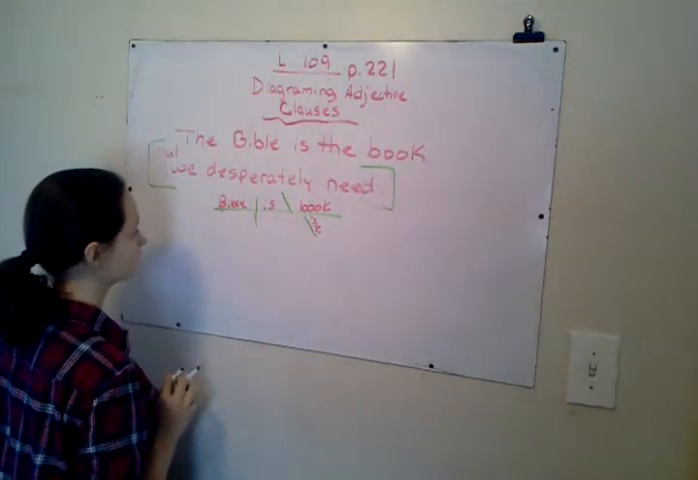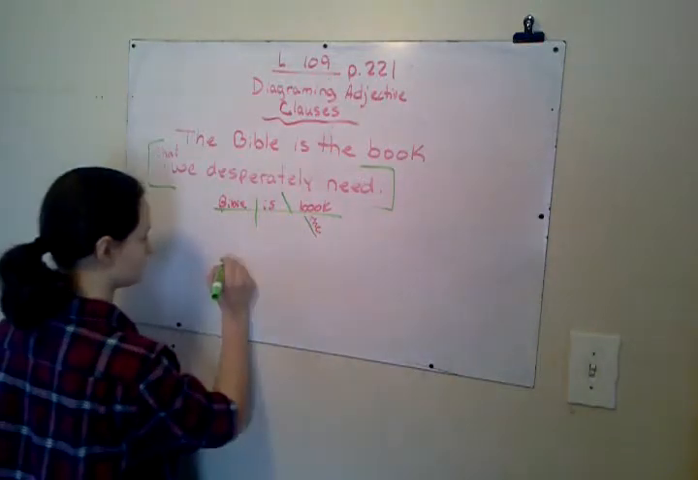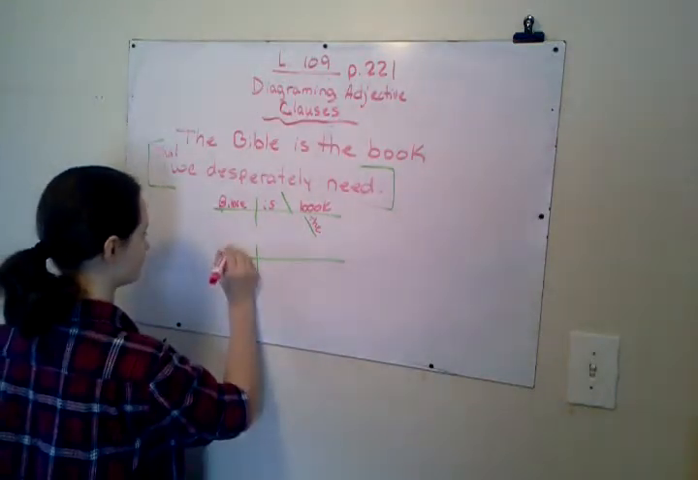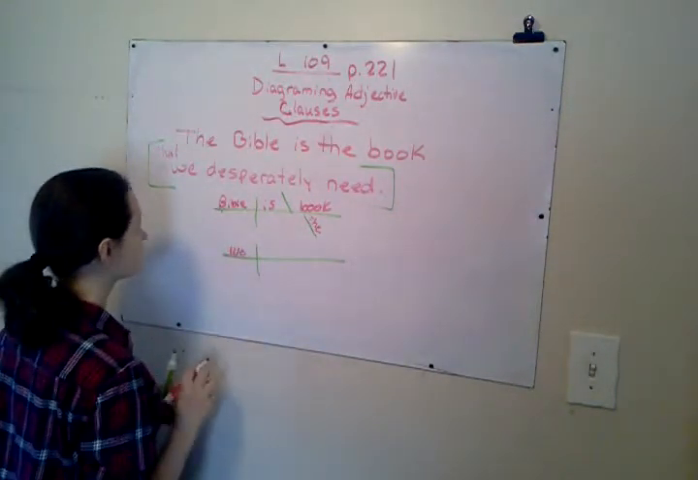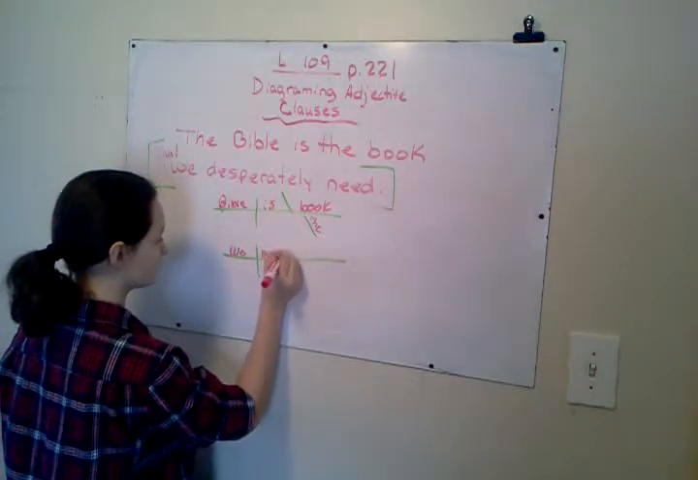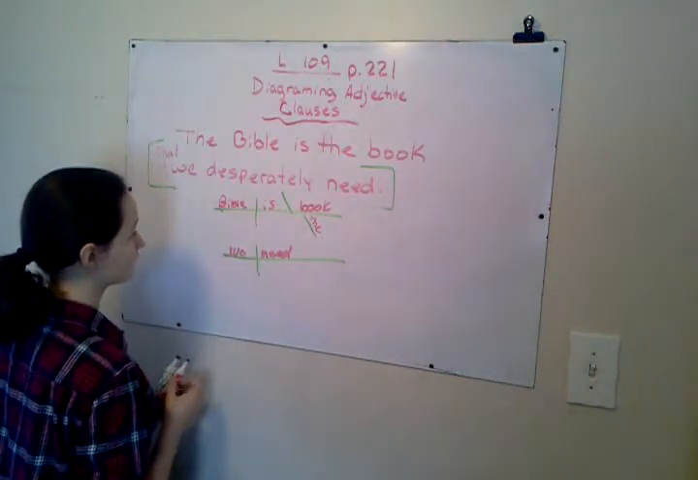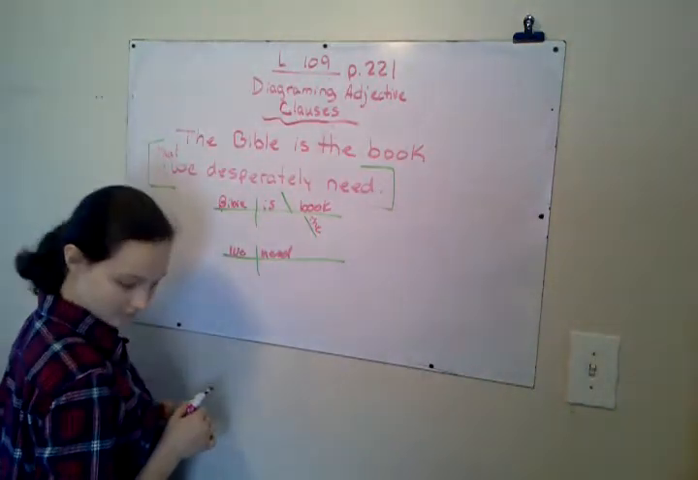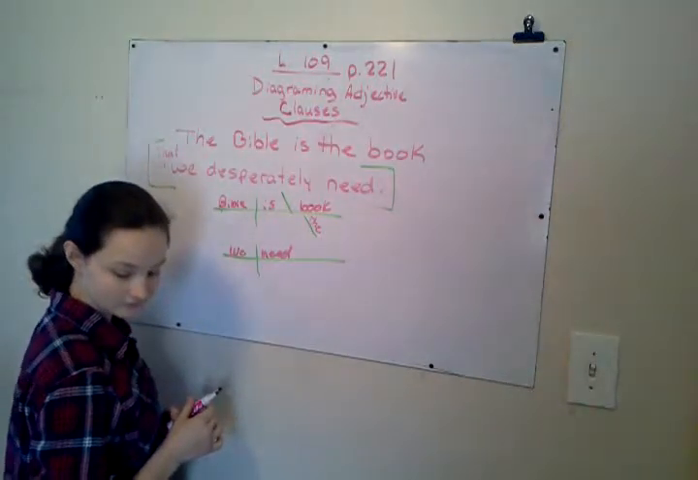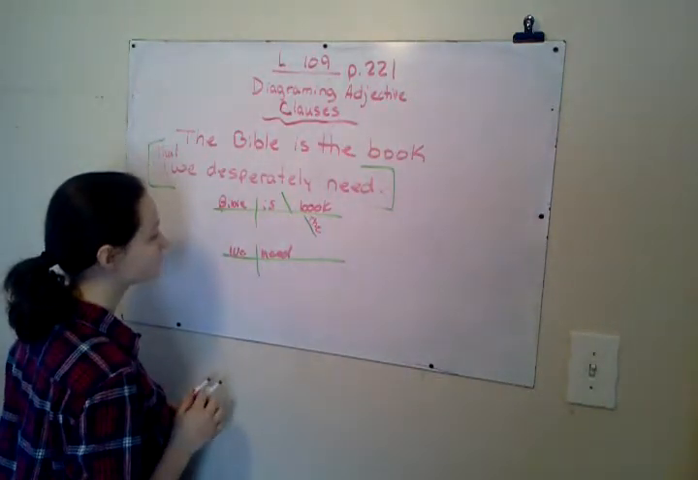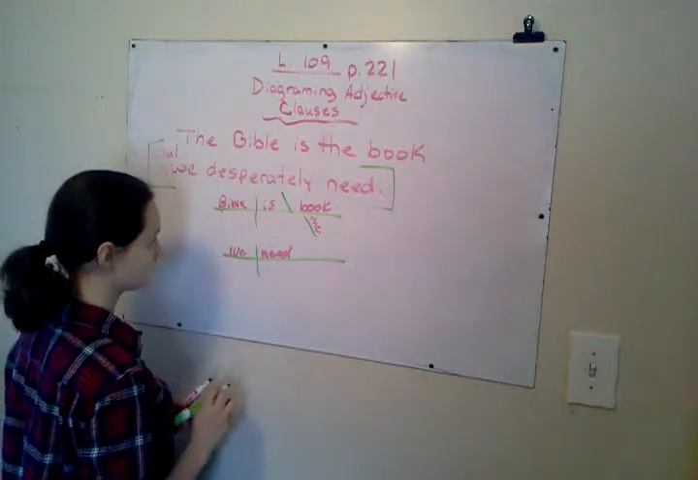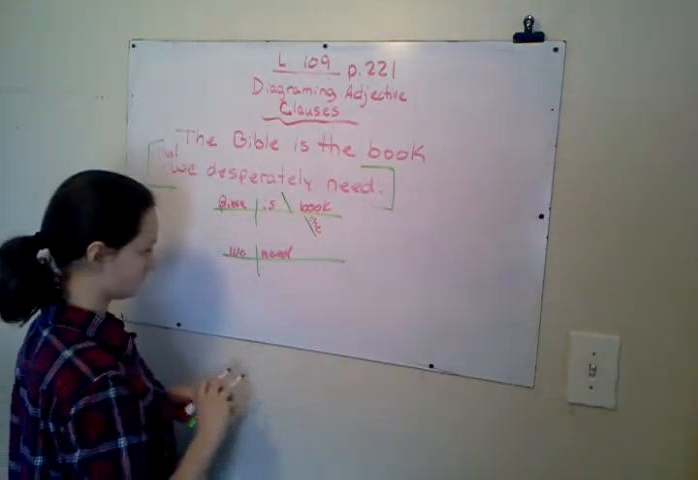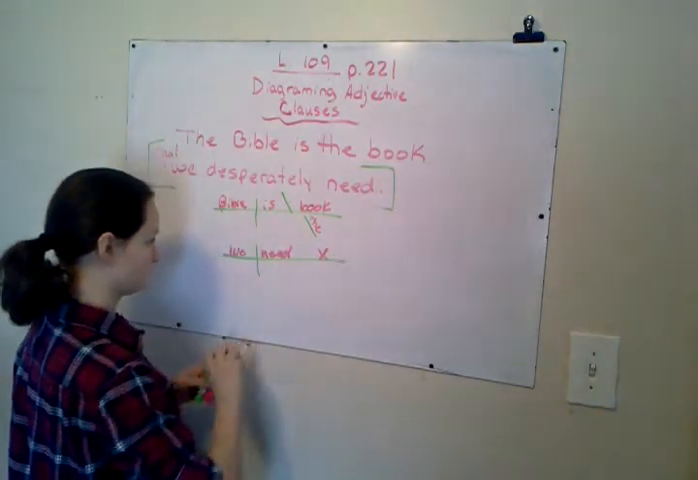Now we're going to diagram the clause on its own line. We start with the subject and verb of the clause. The subject is we, and the verb is need. We need something. Okay, so we need who or what. This is where the relative fits in this sentence. The relative is doing the job of the direct object. We need what? We need that. So make a direct object line, but instead of writing the word that, we're going to put an X on the diagram with a straight up and down direct object line.